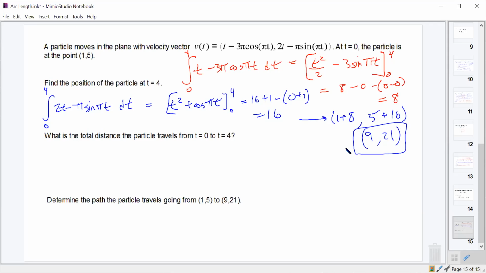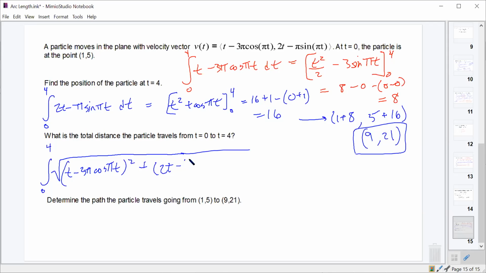Okay, but if we want the total distance, that should be the integral of the magnitude of the velocity vector from 0 to 4. So that should be 0 to 4, and the square root of what should be just t minus 3 pi cosine pi t squared. And we're not going to bother to even try to simplify this because it's going to become so unpleasant looking that we're definitely not going to be able to integrate that by hand. And we'll just approximate that using our calculator. So somebody let me know what we get.